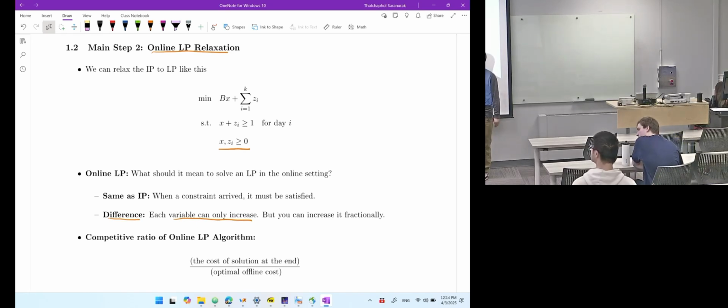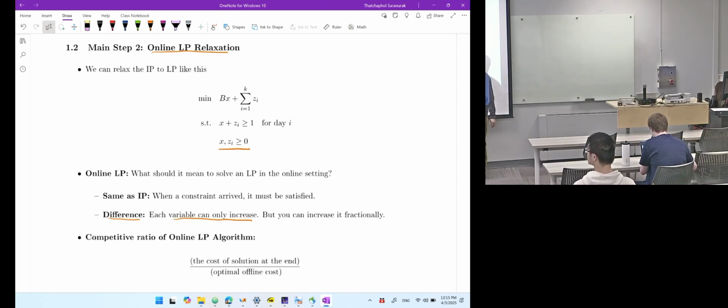Could you explain the optimal offline cost just one more time? I don't really understand it. Sure. The optimal offline cost is the cost when you look at the LP when you have all the constraints given to you. So we know how many days? You know everything. Okay. Yeah.